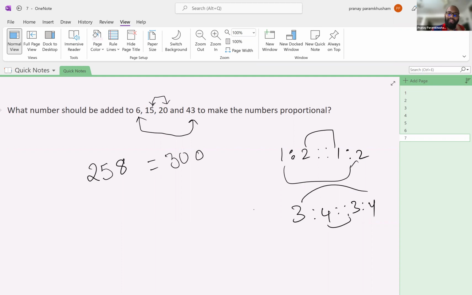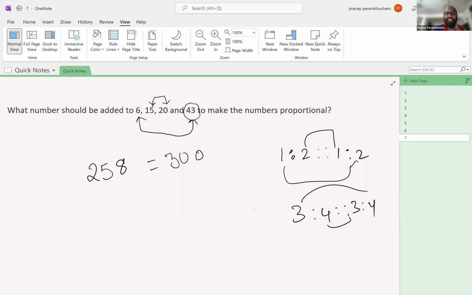Now see, Gautam, is there any way? Wait, hold on, 42. You want to make the 43 as 42? Oh, so you want to add 42? No, yeah, add 42, that will equal it. For all of them? No, you don't need to add for all of them. That's what I'm trying to say.